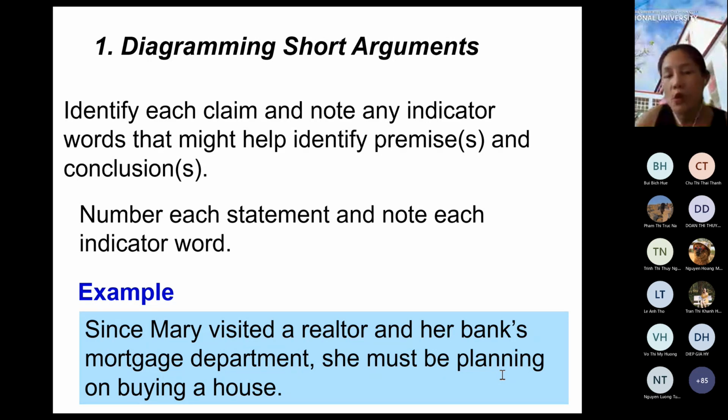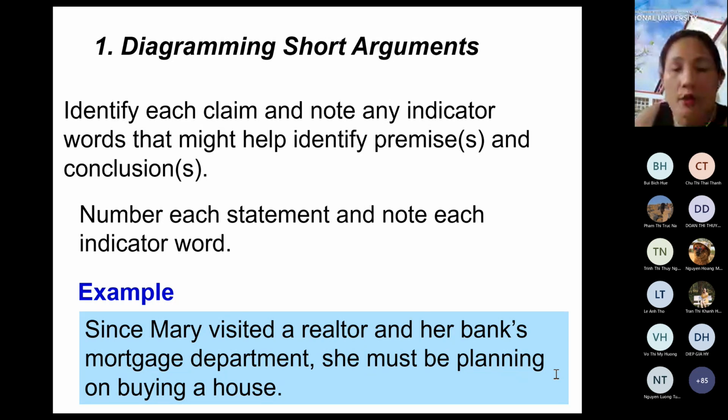Mary visited a realtor is 1. Okay. The second. Phương Nhi said her bank mortgage department. Are you sure that is a statement? Her bank mortgage department. Be careful when you rewrite the information. It must be a complete single statement. So her bank mortgage department is not a complete statement, is it? What should it be? Mary visited her bank mortgage department. So Ngọc Thảo fixed the statement from Phương Nhi into a complete statement.